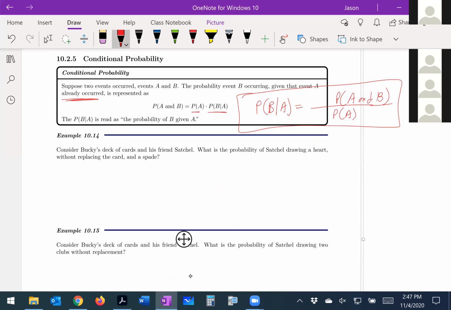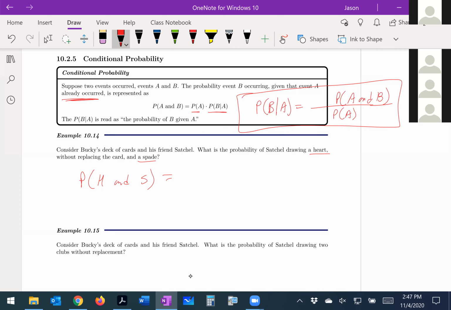Okay, consider Bucky's deck of cards and his friend Satchel. What is the probability of Satchel drawing a heart without replacing the card and a spade? So we want a heart and a spade, at the same time. He doesn't replace the card though. So what's the probability of a heart and a spade?